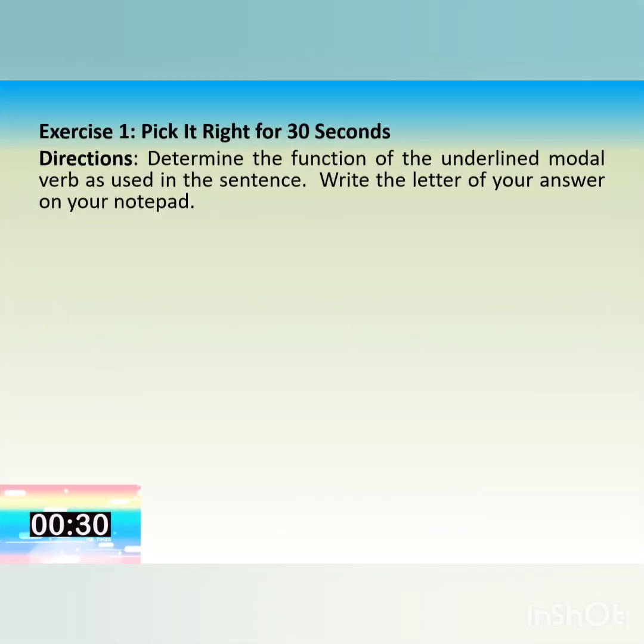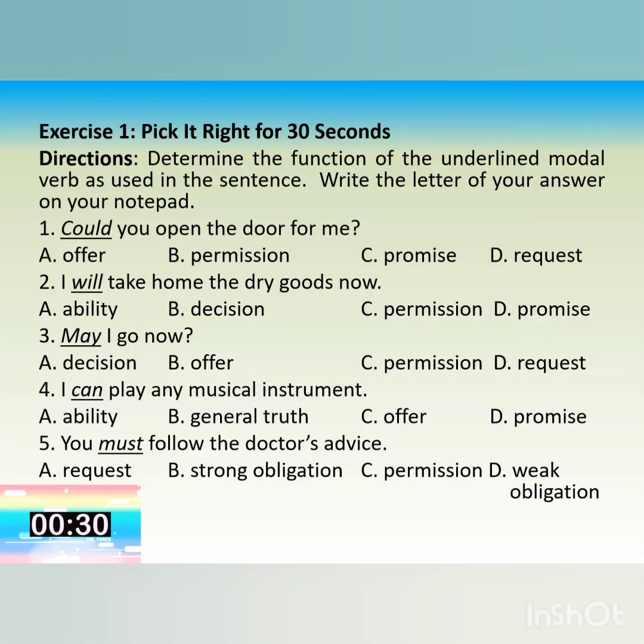Now, for exercise number 1, let's do this. Pick it right for 30 seconds. You are going to determine the function of the underlined modal verb as used in the sentence. Write the letter of your answer on your notepad. Here are the sentences. You are going to do it for 30 seconds. The timer starts now.